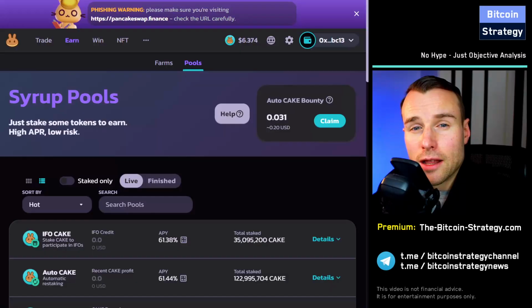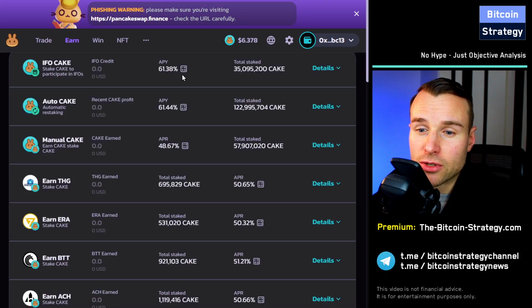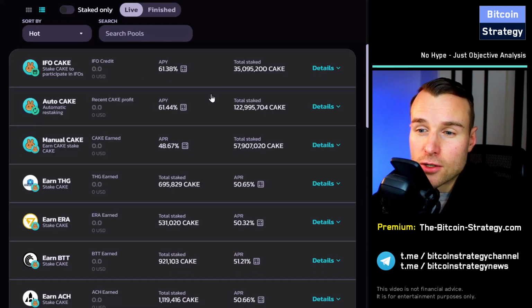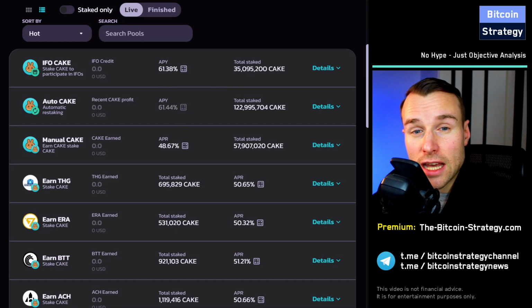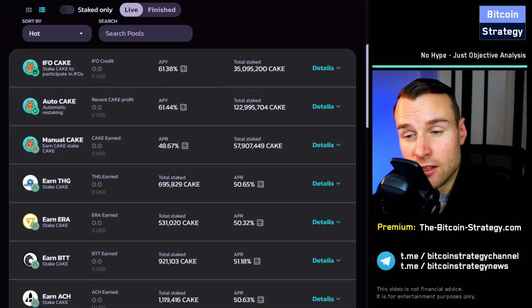Over here for Cake, simply take it as it is. Cake is inflationary, thus depressing the price over time. There are a few mechanisms that try to hide this somewhat, right? For example, you can stake your Cake. So you can refrain from selling your Cake tokens and get an additional APY.